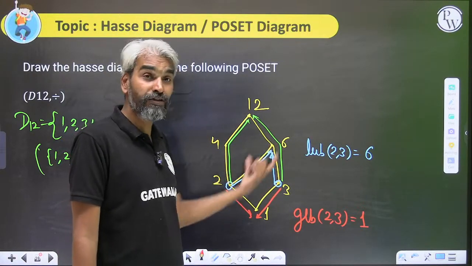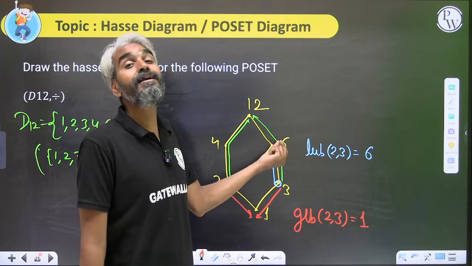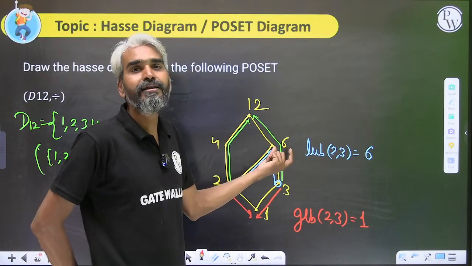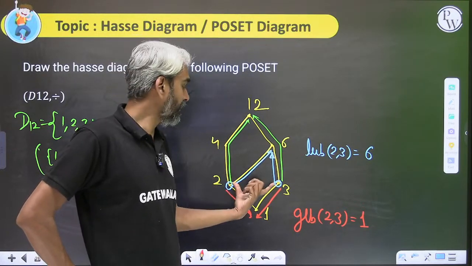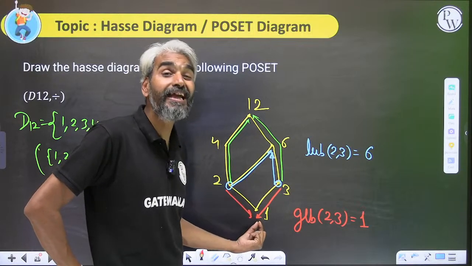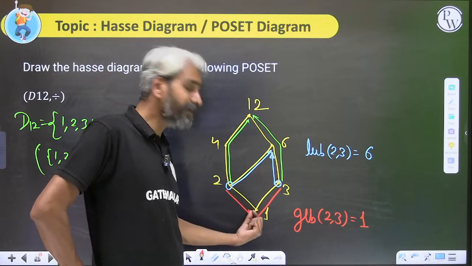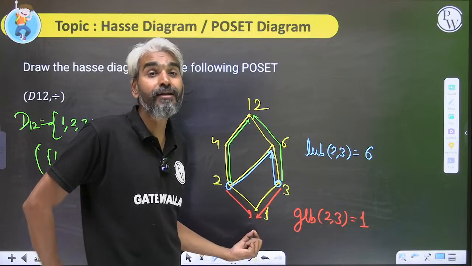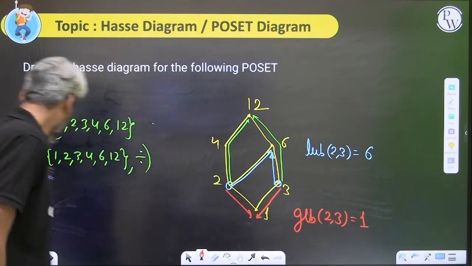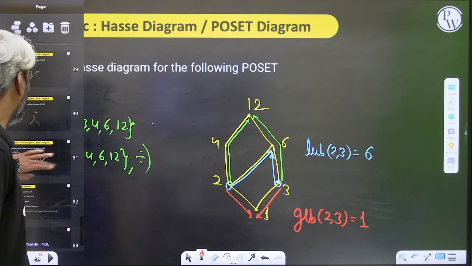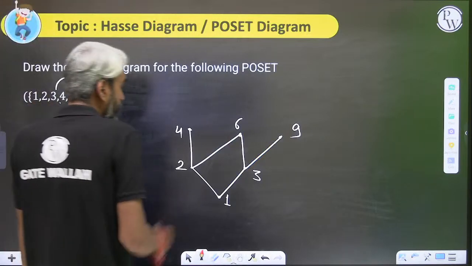The element at which 2 and 3 join each other at the upper side is the least upper bound of 2 and 3. The element at which 2 and 3 meet each other at the lower side is called the greatest lower bound. Clear?